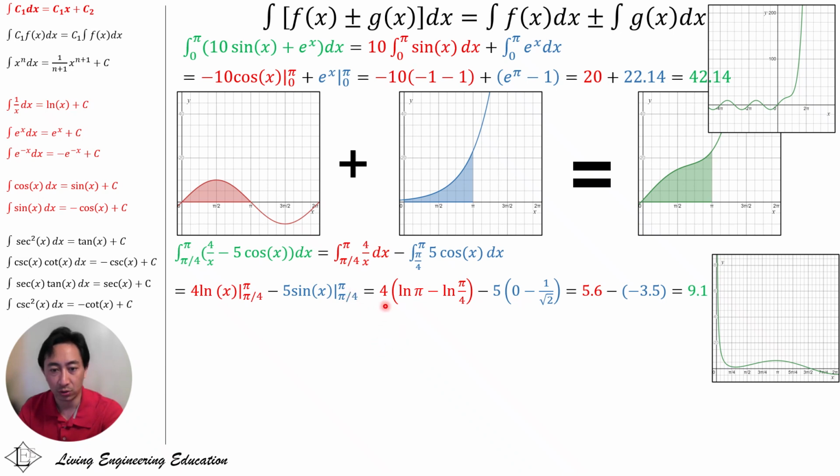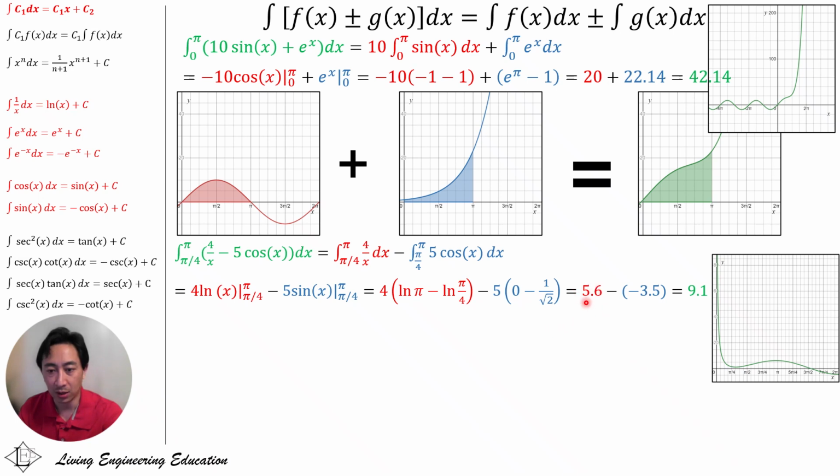limits. So for my natural log x, I get 4 natural log pi minus natural log pi over 4, minus 5 sine of pi. Remember, pi is 180 degrees, so the y value is equal to 0 on the unit circle. So that's why they have 0 there. Minus sine pi over 4. Remember, pi over 4 is just 45 degrees. So I got my isosceles triangle, so that's going to be 1 over root 2.